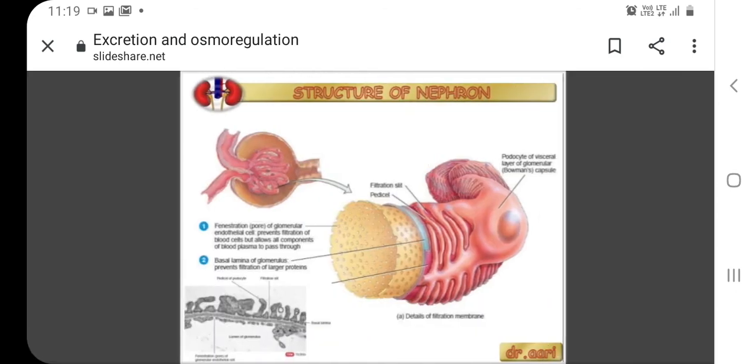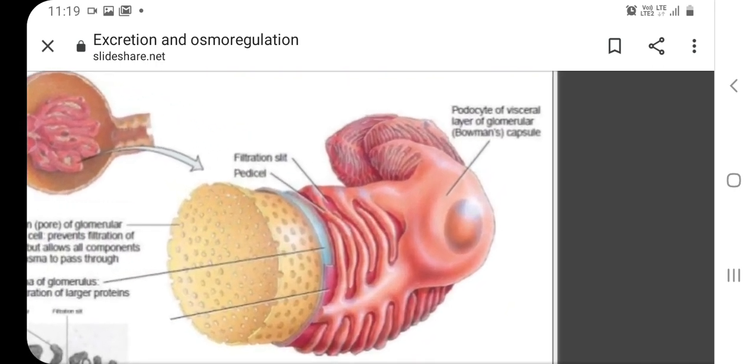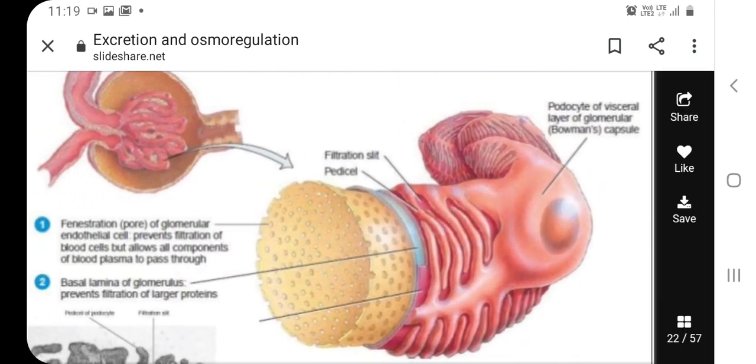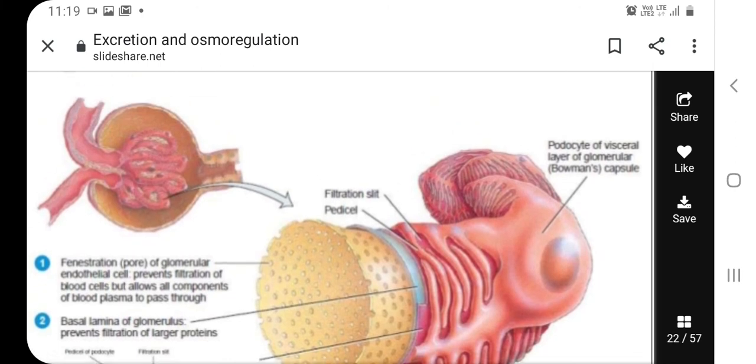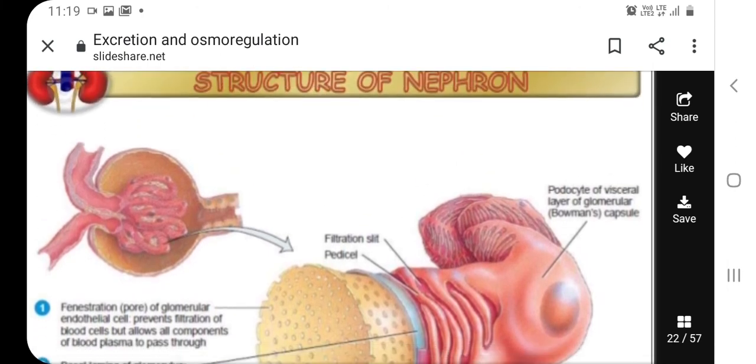This is the diagram of Bowman's capsule.